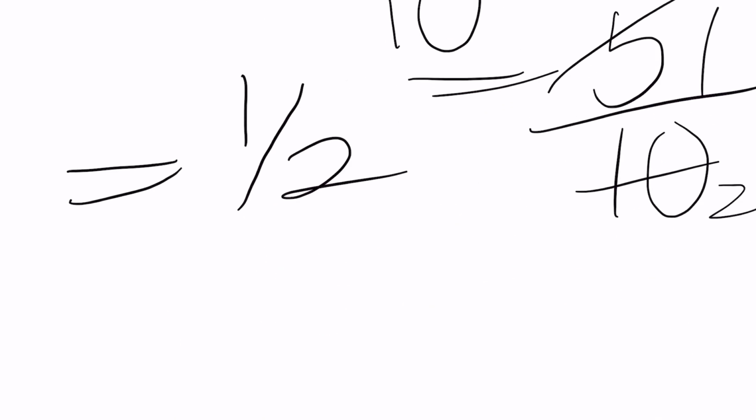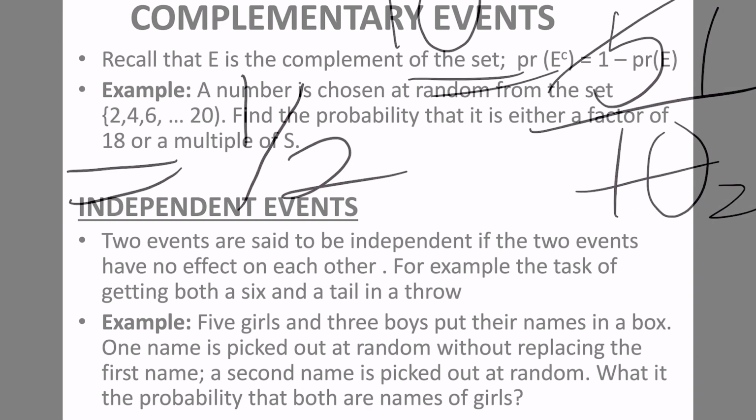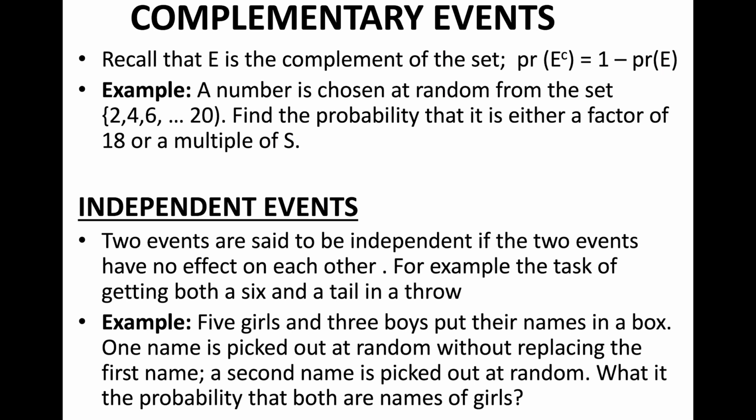Now, for independent events, two events are said to be independent if the two events have no effect on each other. For example, getting both a 6 and a tail in a throw. It's like throwing a die and a coin. These two events have no effect on each other. A die will bring out its own number, and a coin will bring its own.